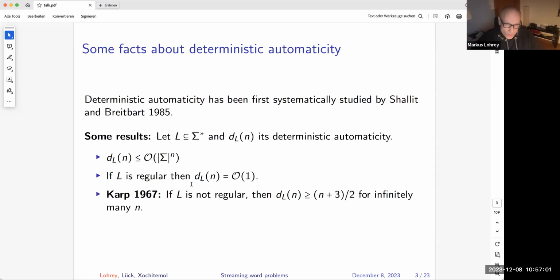It was proved by Richard Karp in '67. Namely, if a language L is not regular, then the deterministic automaticity of the language L is lower bounded by a linear function, more precisely by (n+3)/2, for infinitely many n. This is very interesting because it tells you that there is a gap between constant automaticity and linear automaticity. There's nothing in between. If you have a non-regular language, you immediately jump to this lower bound (n+3)/2.